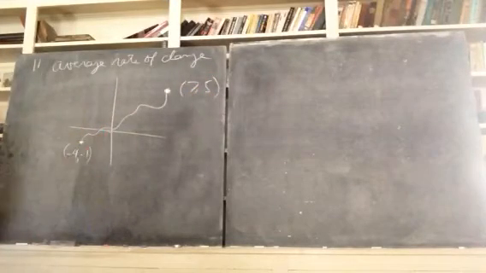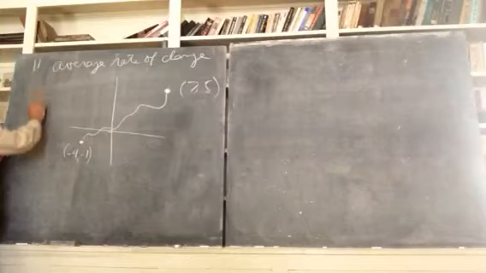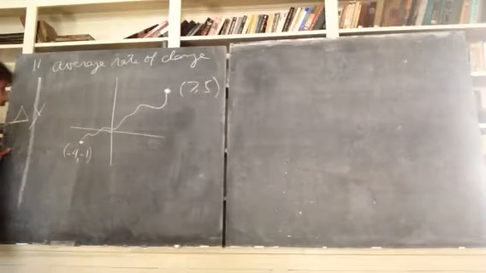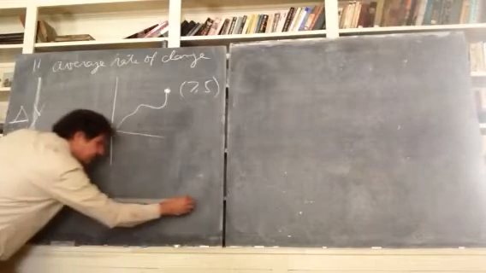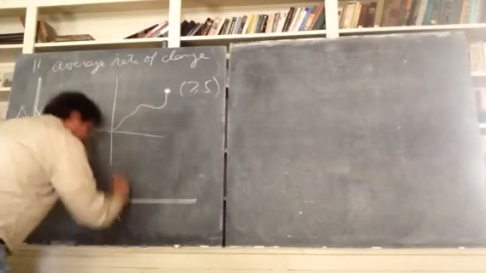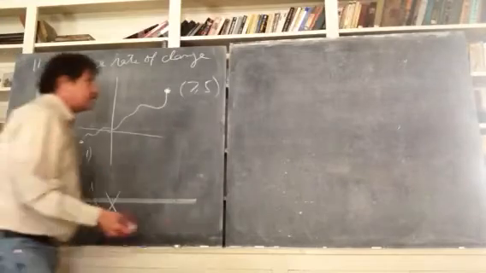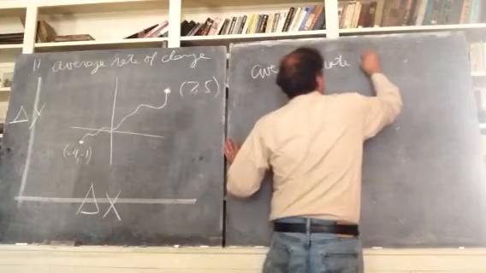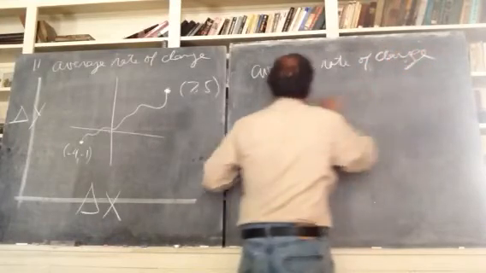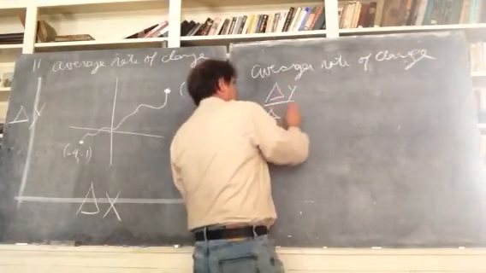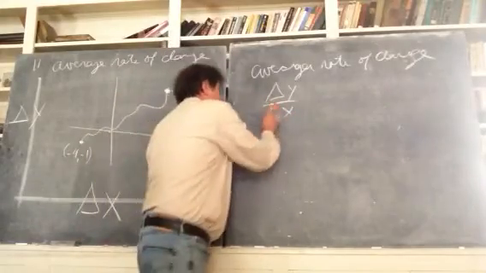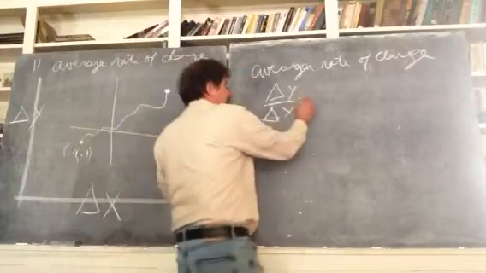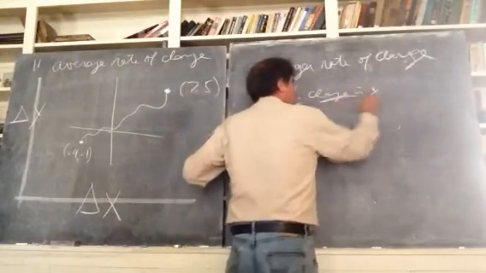And so all we're saying is, how much does it change this way, change in y, as it changes this way, change in x. So the average rate of change is defined as change in y over change in x. This is quite common notation.